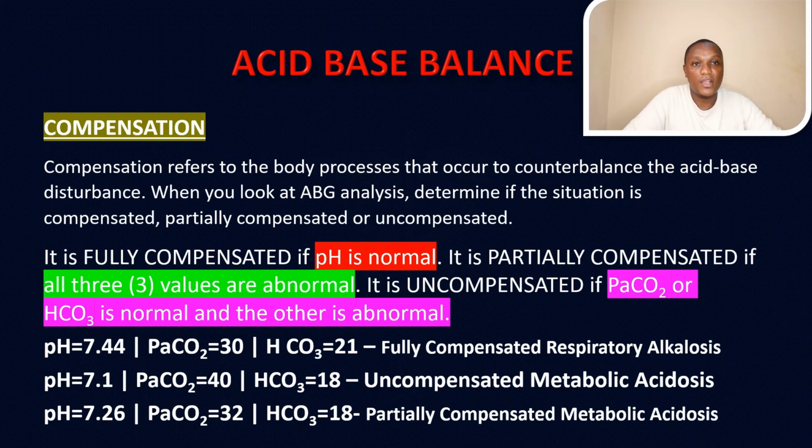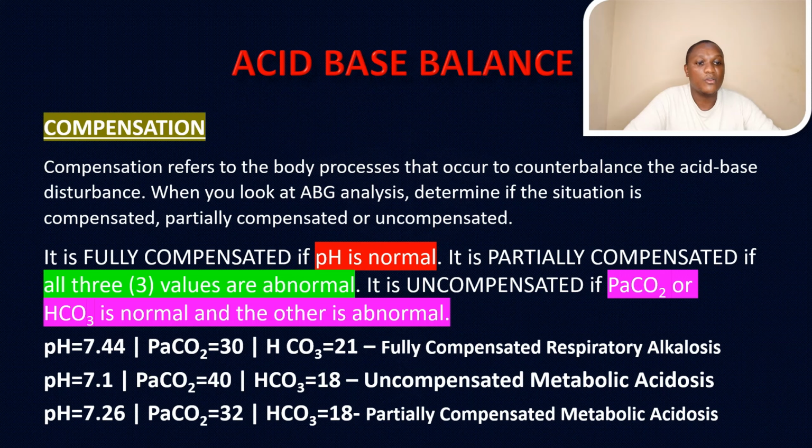For example, let us look at fully compensated respiratory alkalosis. You may have values like a pH of 7.44. 7.44 is normal, but on the higher side, which is the alkalotic side, but it is still within the normal, meaning it is compensated. PCO2 of 30 and bicarbonate of 21. An uncompensated case is whereby you can have a pH of 7.1, and that means it is acidotic. Uncompensated metabolic acidosis: pH 7.1, carbon dioxide of 40 and bicarbonate of 18. That is uncompensated metabolic acidosis.